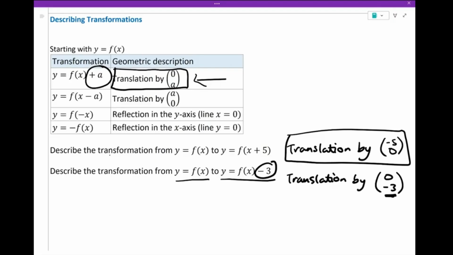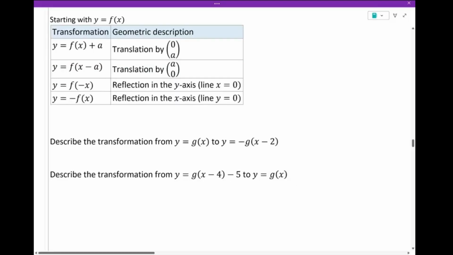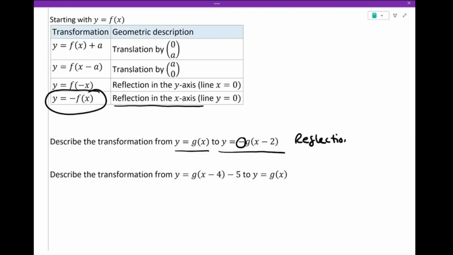Now let's consider some different scenarios. Okay, here's our next question. So we're going from y equals g of x to y equals negative g of x subtract 2. So it seems that there are two things going on here in terms of the differences. We have the negative one in front, but we also have the subtract 2 in the bracket. Okay, let's start with the negative 1 in front. Well, that means there's a negative 1 multiplying our function. So which of our transformations involve multiplying our function by negative 1? Well, it's going to be the bottom one here. Okay, our reflection in the x-axis. So we definitely have a reflection in the x-axis.